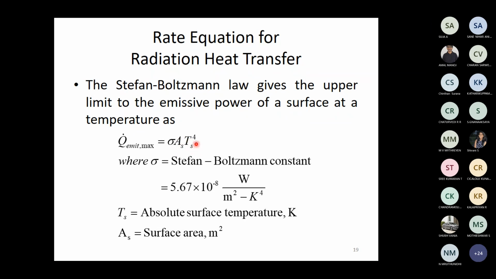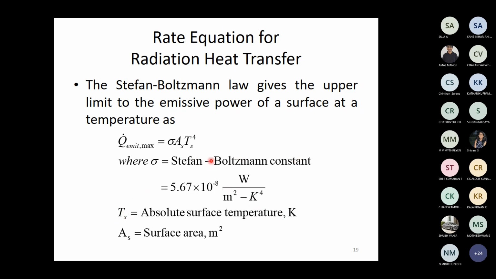But since there is no difference involved, this temperature of the surface is the absolute temperature. So you should be very careful whenever you use this equation in radiation. This temperature must always be in Kelvin. It should not be in Celsius. It should not be in Fahrenheit. It should be in Kelvin.